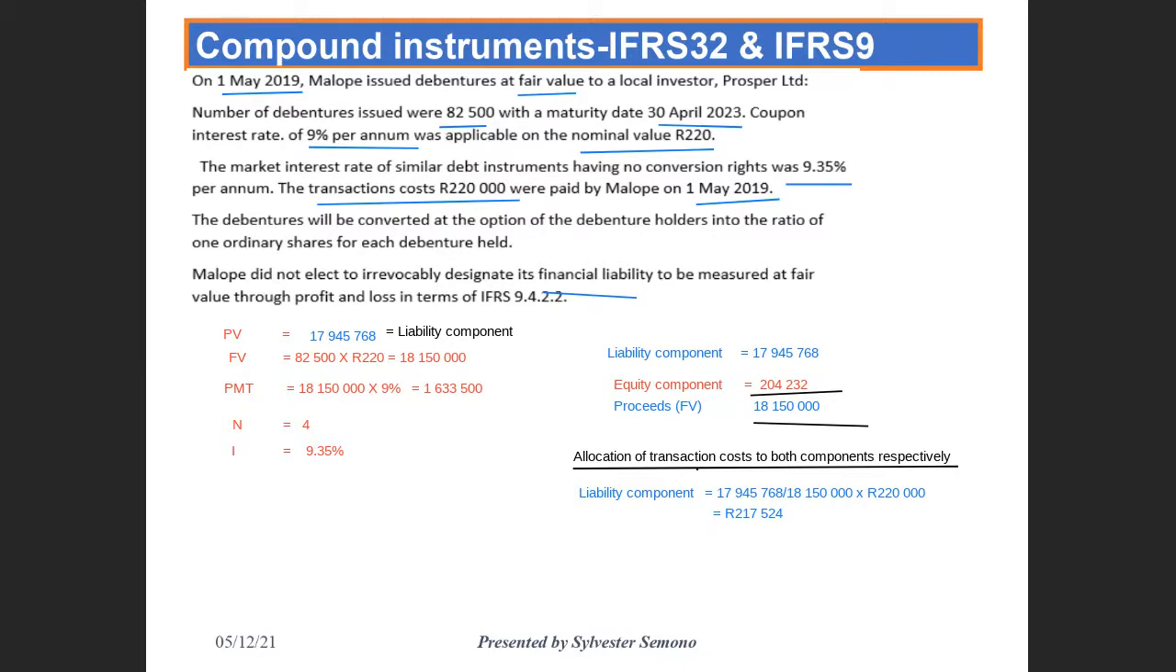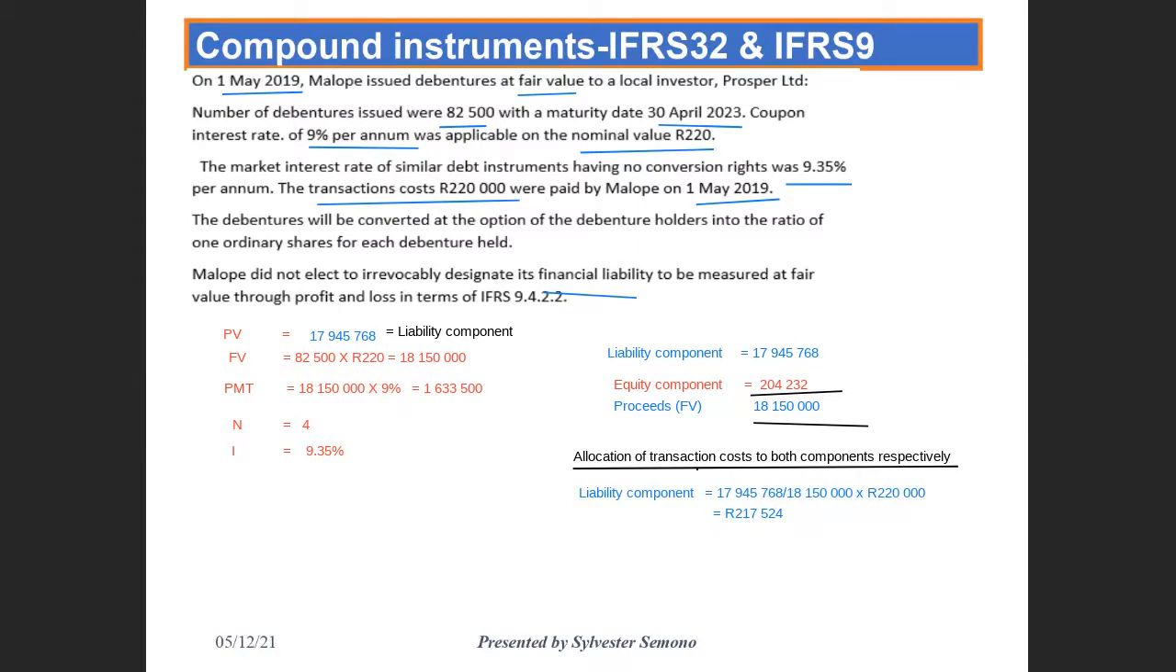So in other words, the transaction cost allocated to the liability component will be how much? 217,524. It's night, so I can't read the figures properly. So 217,524. This is the amount that we are going to allocate to the liability component, which comes from the transaction cost. Obviously, the remainder of this will be allocated to what?